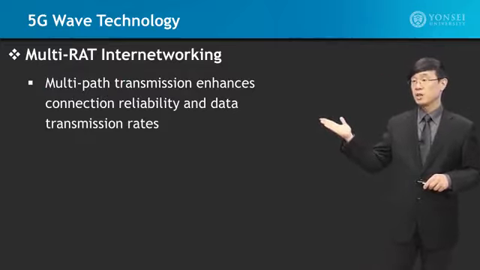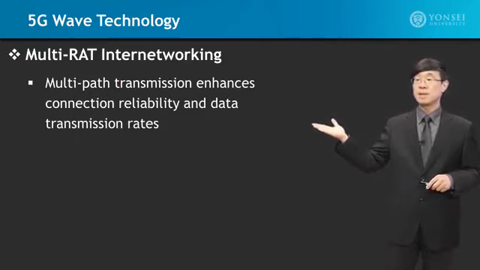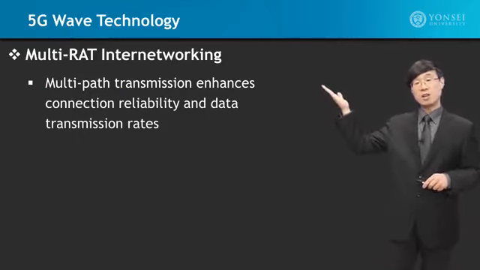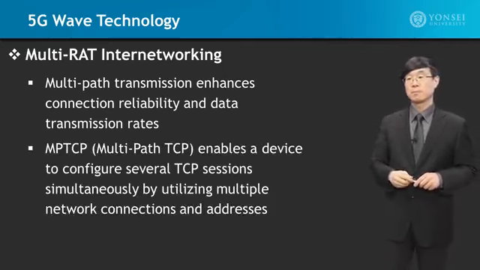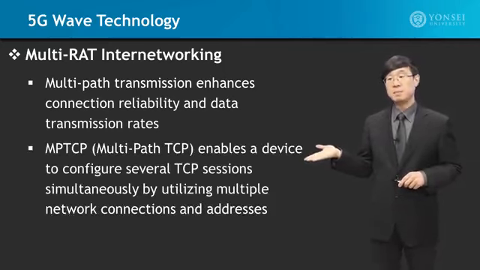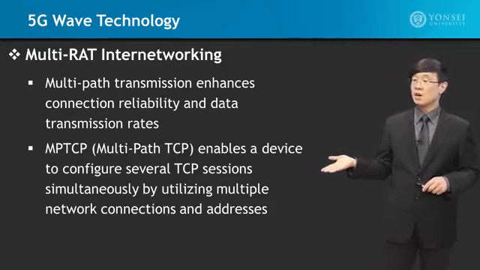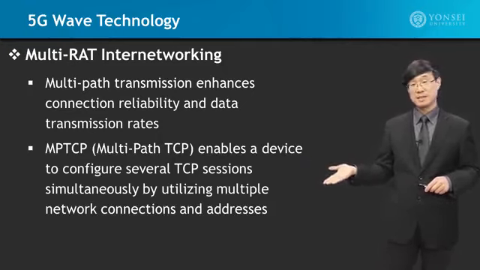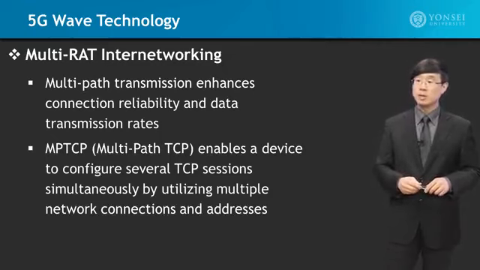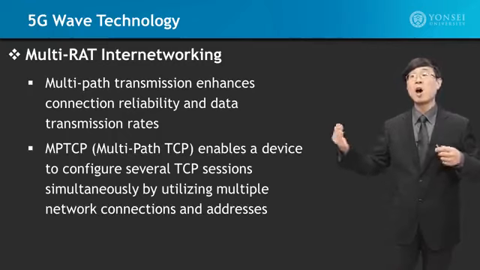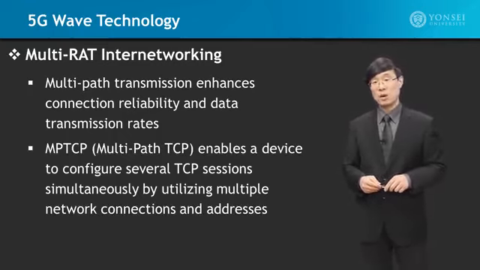Then, we need to consider that multipath transmission enhances connection reliability and data transmission rates at the cost of higher technology coordination. The MPTCP, multipath TCP, enables a device to configure several TCP sessions simultaneously by using multiple network connections and addresses. This is what could be run on a multi-RAT internetworking technology supported 5G network.